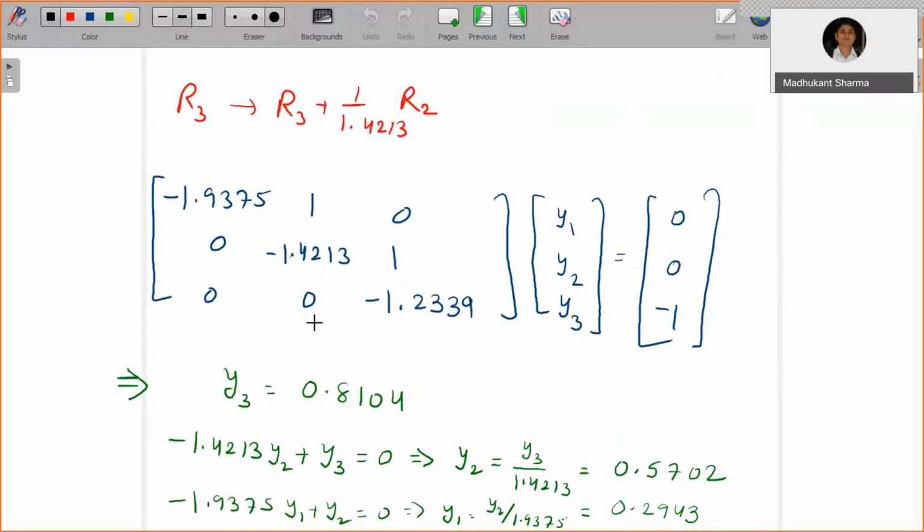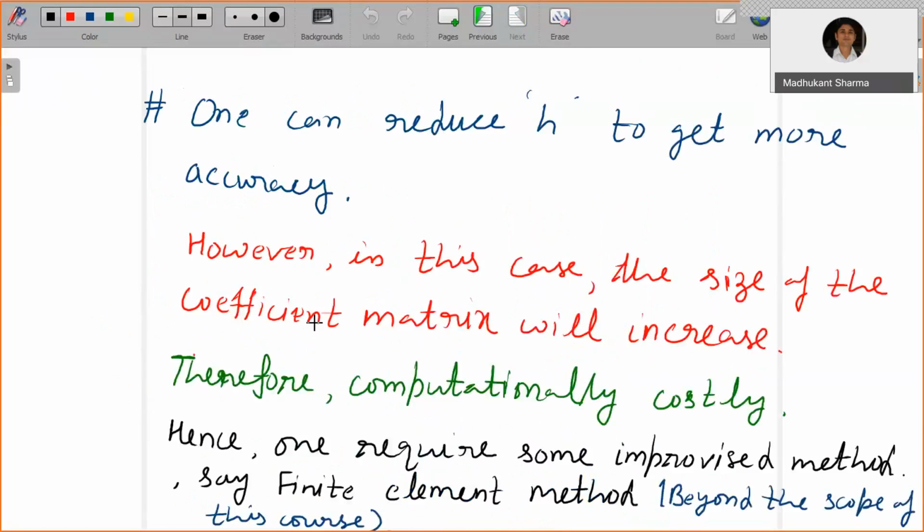So here an improved method comes into the picture, which is known as the finite element method. But this is beyond the scope of this course, so we are not going to discuss it here.